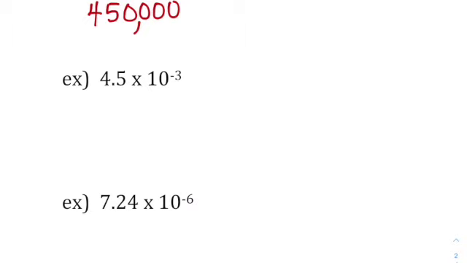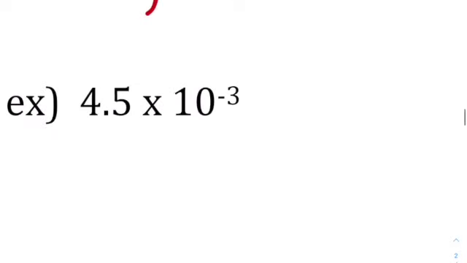The next one is kind of just the opposite. I want you guys to notice that the exponent in this case is actually a negative. Now, we already know that negative numbers are going to make it smaller. Positive makes bigger and negative makes it smaller. So instead of making the number bigger, how do you make 4.5 even smaller? Well, that means the decimal has to move to the left.